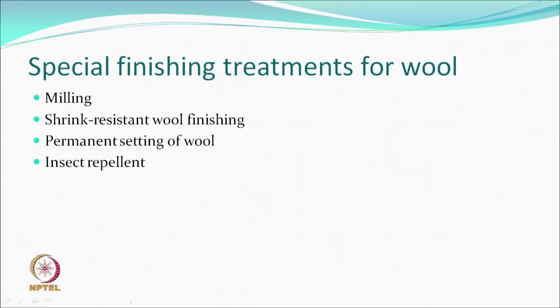But there are some finishing treatments which will be very special to wool. Some of them are listed here. Not all of them are listed here, but some are listed here. For example, one important finishing treatment which is given to wool is called milling. So, this is only for wool and not for any other fiber. So, we are quite interested to learn about it. Then there is something called shrink resistant wool. Well, this is for a reason why we want to do, and it is basically for wool only.